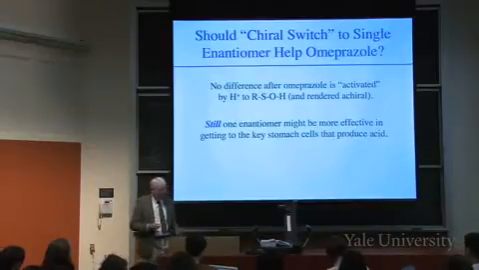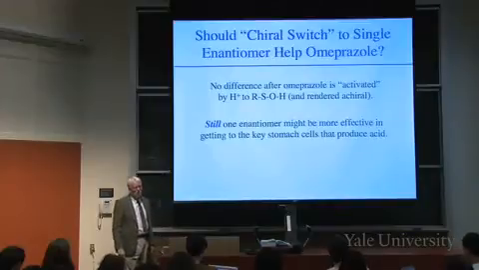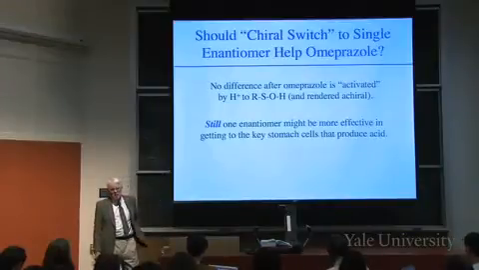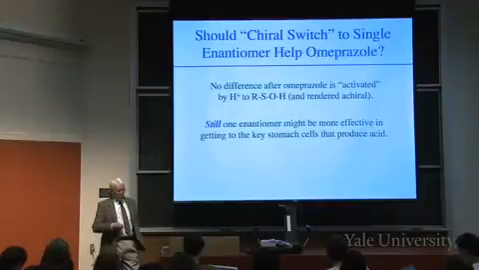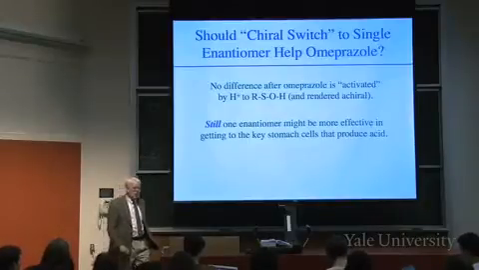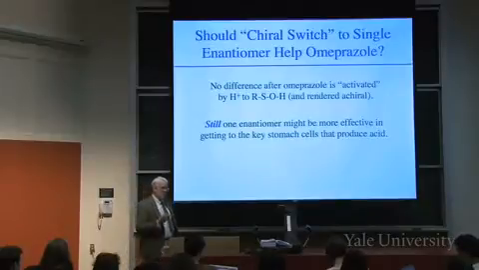So it's still possible. How could you tell whether it's better or not? This is getting pretty complicated, right? All the different things it would go through to get from here to there. How would you find out whether it's worth using a single enantiomer? What would you do?